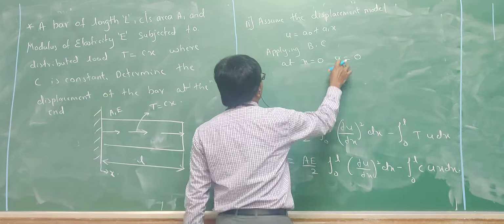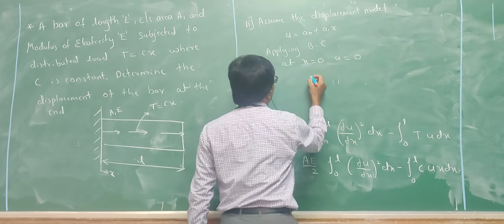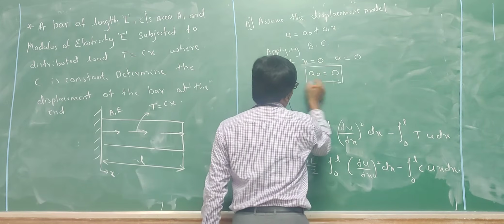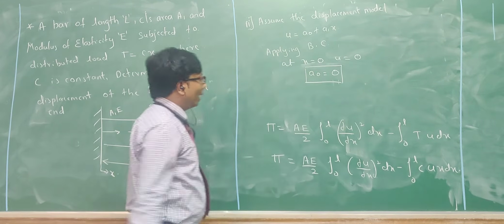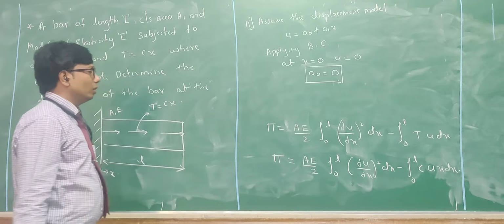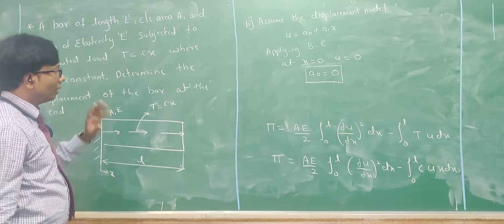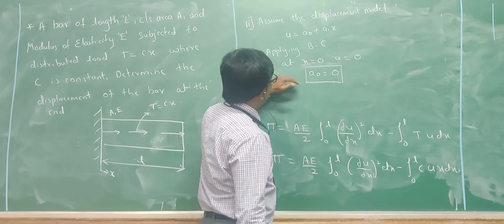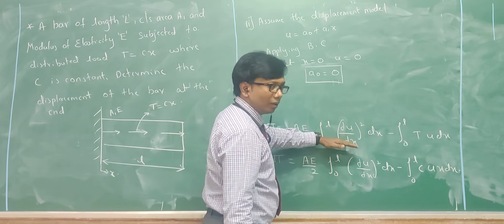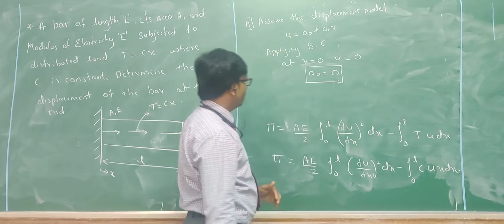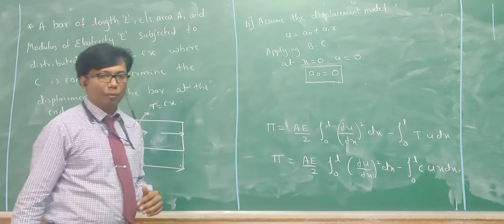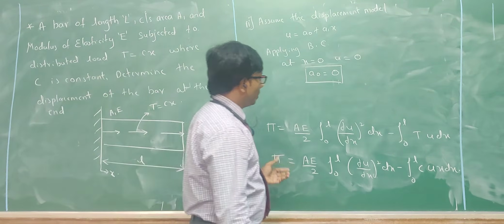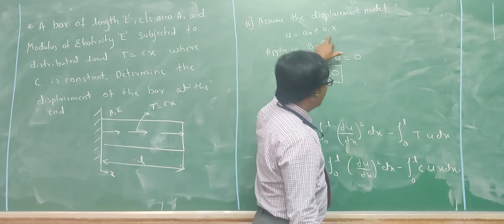So if I apply u is equal to 0 at x is equal to 0, I get a naught is equal to 0. So I got one constant value. Next I'll use this constant and substitute it in the principle of minimum potential energy functional. I'll be substituting in the pi equation and try to find out the value of a1.